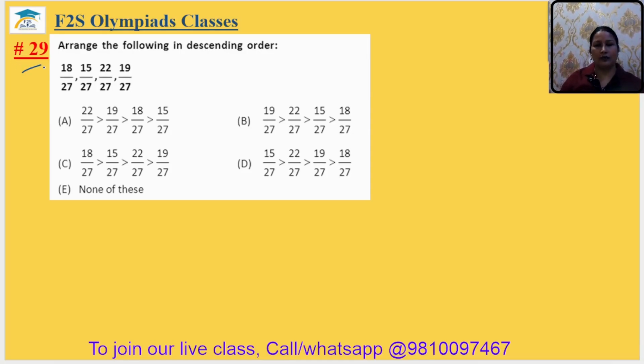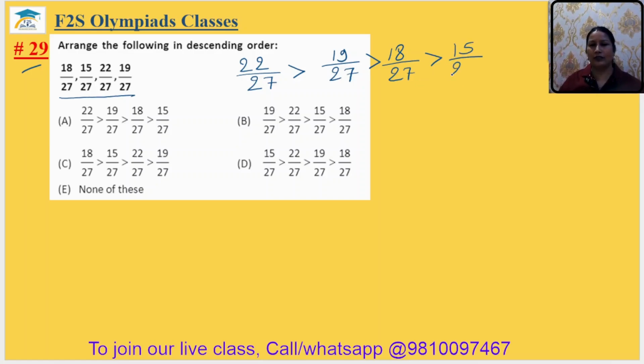Question number 29. Arrange the following in descending order. We can see denominators are same. Descending order means greatest to smallest. So which one will be the greatest? 22 by 27 greater than 19 by 27 greater than 18 by 27 greater than 15 by 27. So where is it? It is in option A. The 29th answer is option A.